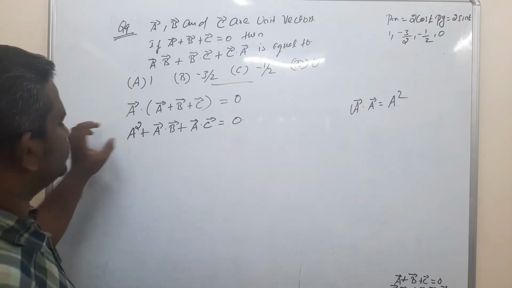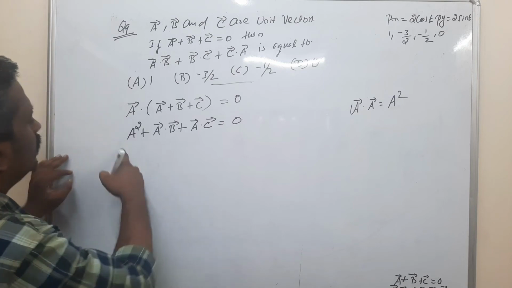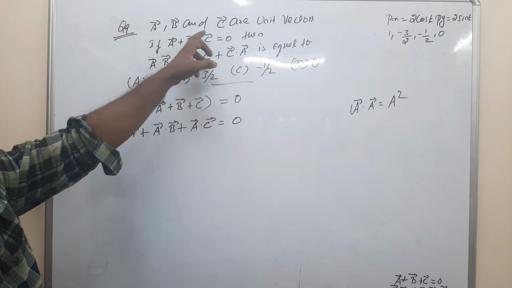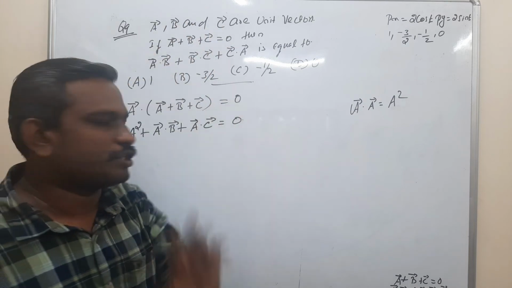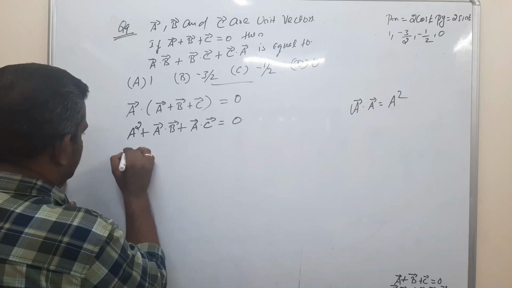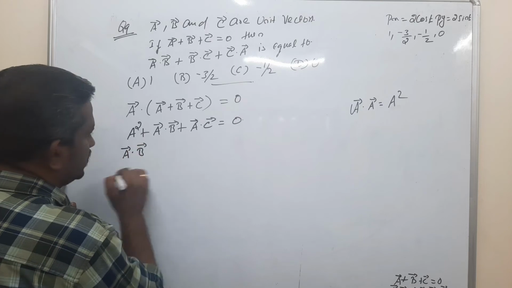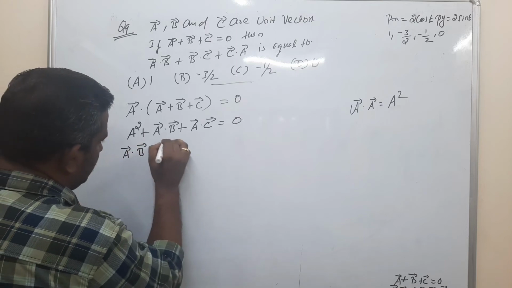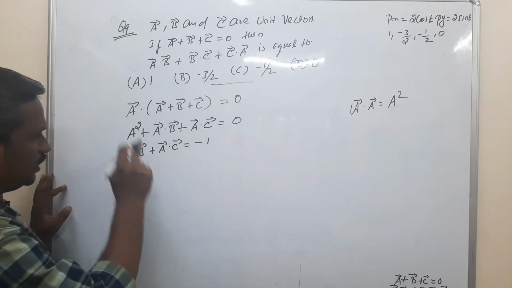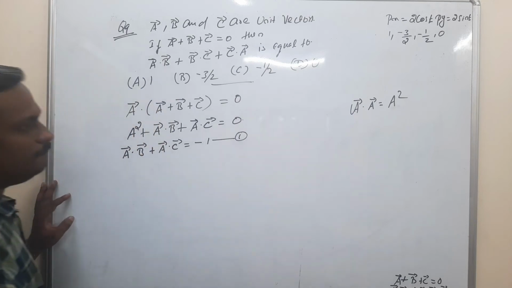What is A square? This is the magnitude only. A vector is of unit magnitude, as given in the question that A vector, B vector and C vector are vectors of unit magnitude. So A square is equal to 1. Therefore A vector dot B vector plus A vector dot C vector is equal to minus 1, as the 1 comes to this side. Take it as equation number 1.